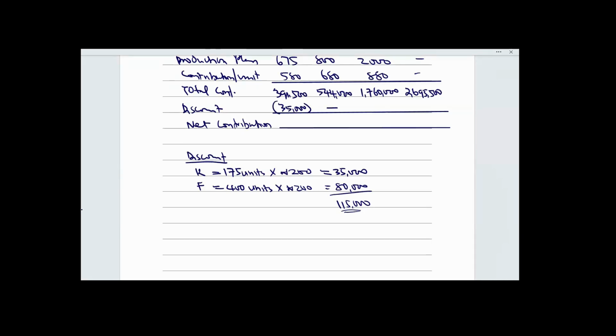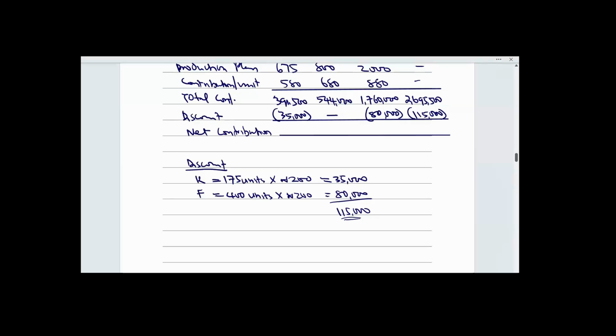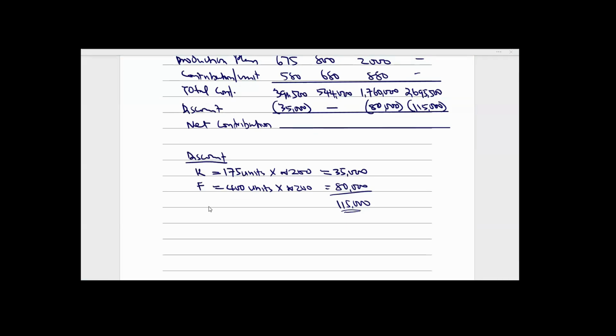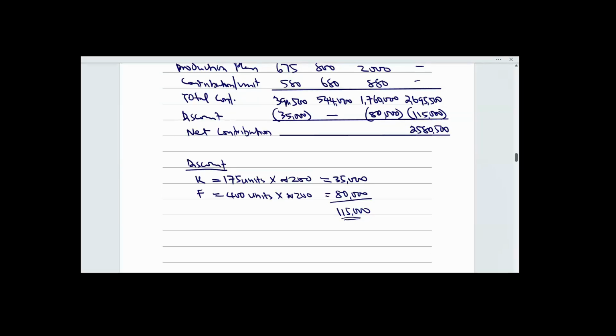So here is 35,000, nothing goes to T. Then here is 80,000. So 115,000 minus. So 2,695,500 minus 115,000 is 2,580,500. That's the net contribution margin.